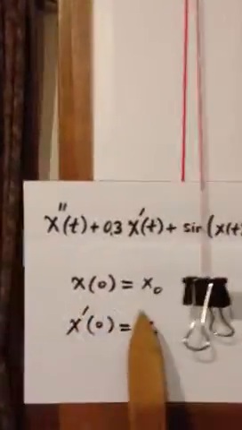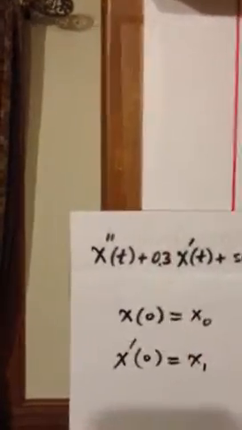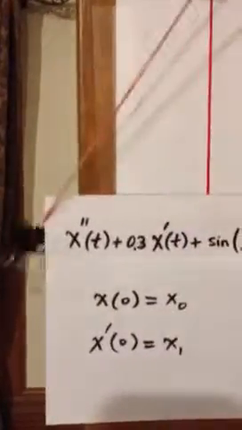And now the initial conditions. So x of 0 indicates initially how much that angle is, and x prime of 0 tells us the initial velocity.